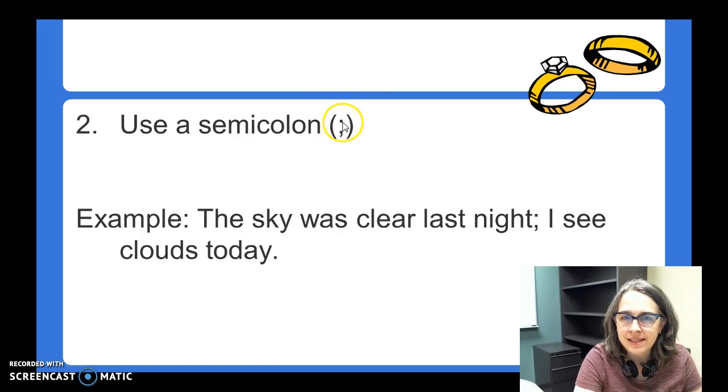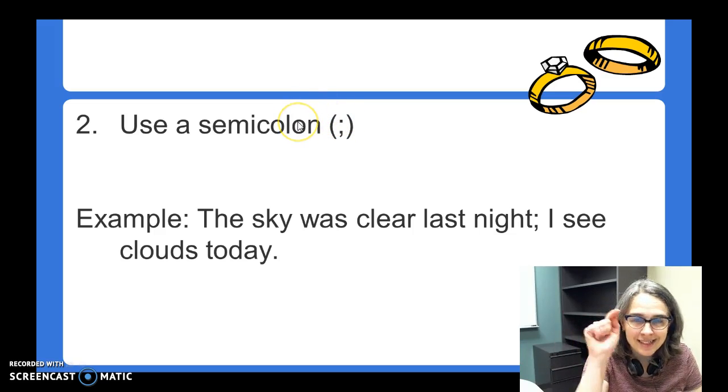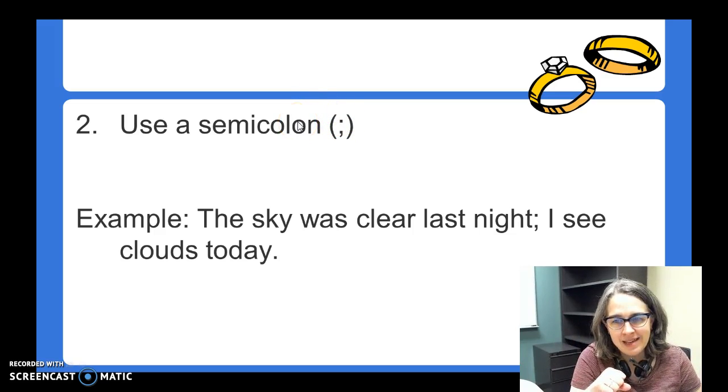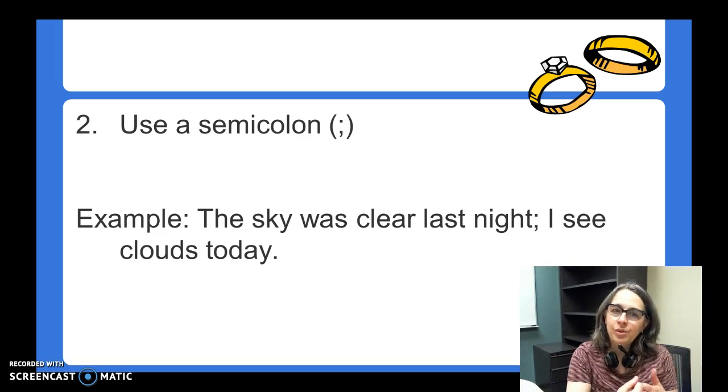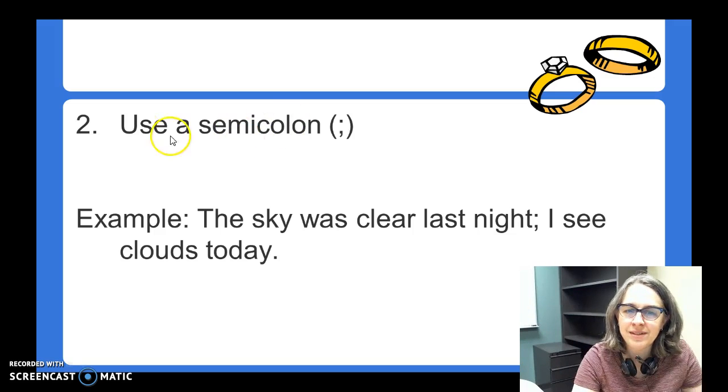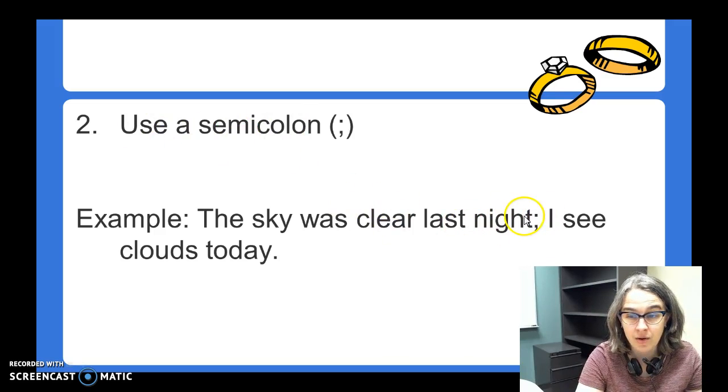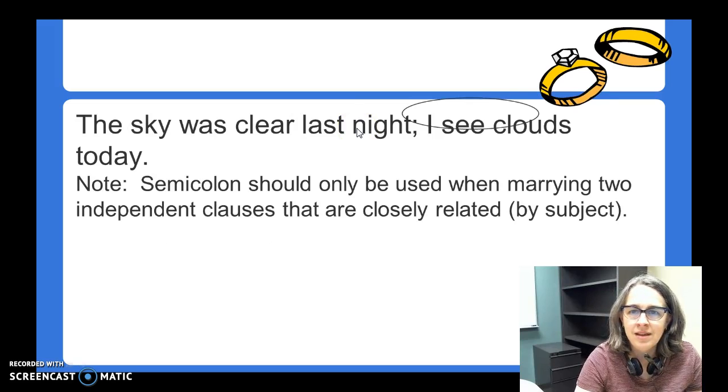The semicolon is the little comma with the dot on top. We want to use these sparingly. We want to use them when we really want to show the reader that these two independent clauses, these two sentences, these two ideas are so closely related that I want to just smash them up together. An example: the sky was clear last night, semicolon, I see clouds today. Two independent clauses joined with a semicolon. The semicolon is stronger than the comma, and I like to think about that as a comma with a period on top, which makes it stronger.